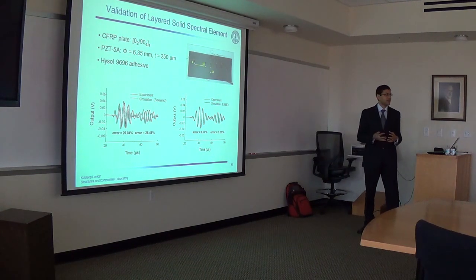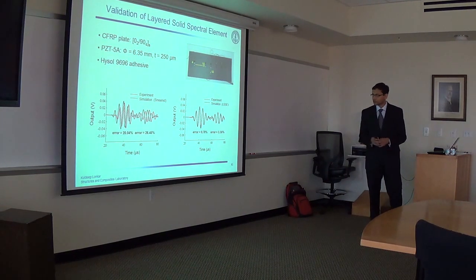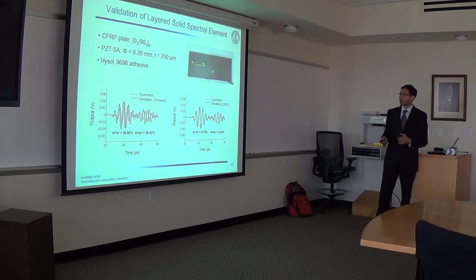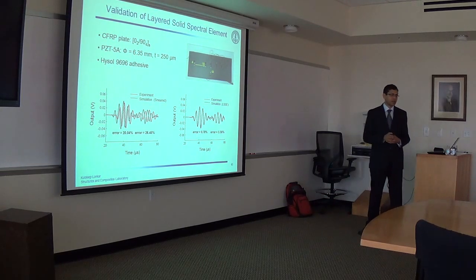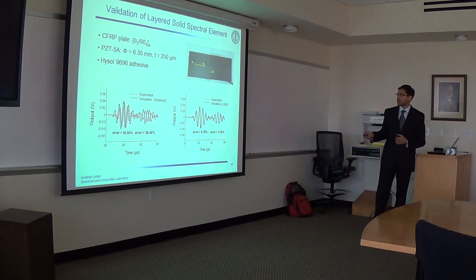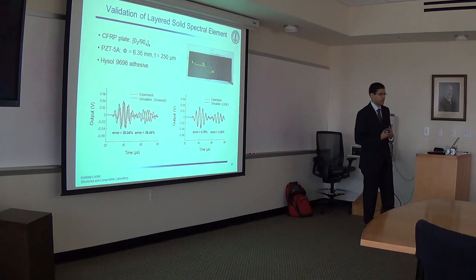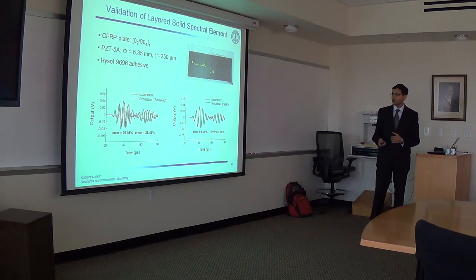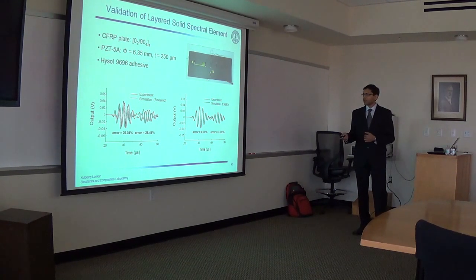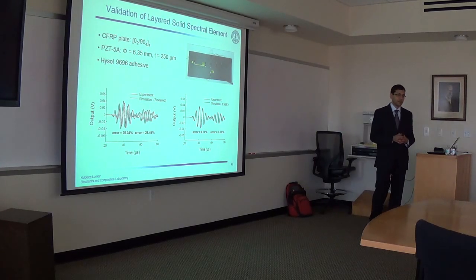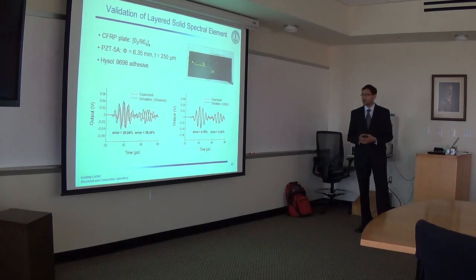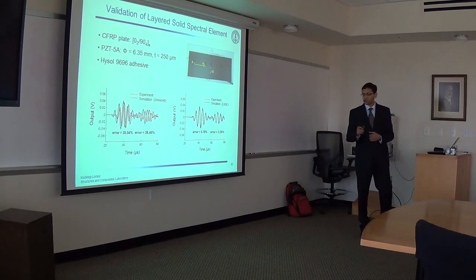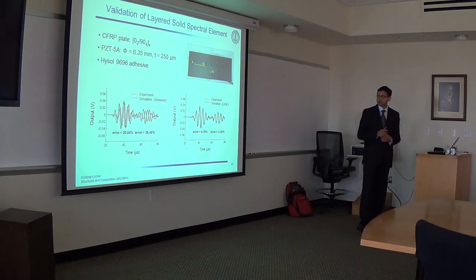This slide shows the comparison for sensor S1. On the left-hand side, we have experimental and simulation results using the homogenized smeared material properties. And on the right-hand side, we have the experimental and simulation results using the layered solid spectral element. As you can see, there is 20% error in the first wave packet if you use the smeared properties, and 26% error in the second wave packet. But if you use the layered solid spectral element, the error reduces to less than 1% for the first wave packet, and 3 to 4% for the second wave packet.